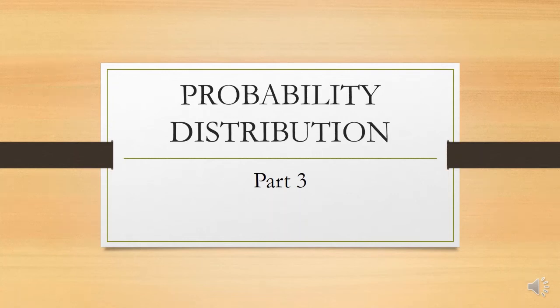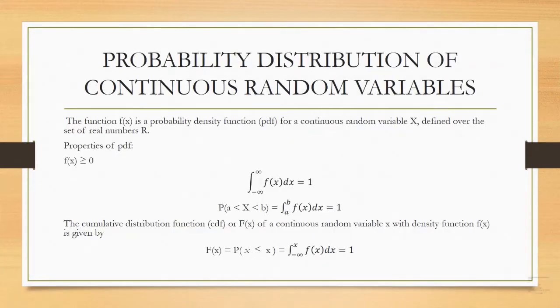Hello class, so this is part 3 of the probability distribution lesson. In this section, we will be discussing the probability distribution of continuous random variables. So kapag sinabi natin continuous scale, we are dealing with the increments between the whole numbers. So meron tayong mga decimals in short.